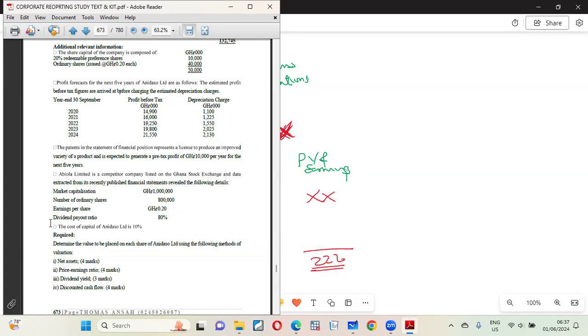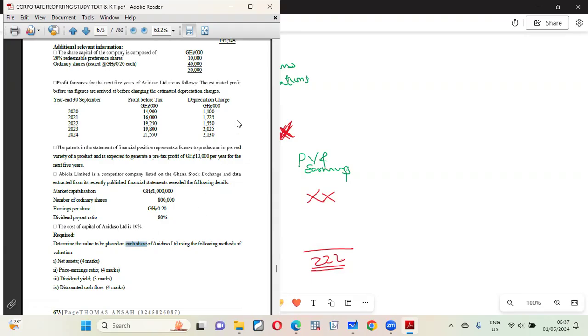So please, that is it. Have you seen the cost of capital of any DASO? 10% for your discount factor. So you use 10%, then you PV them. Once you PV them, that is your answer. But you have to be very, very careful with the requirement of the question. It says determine the value to be placed on what shares? Each share.